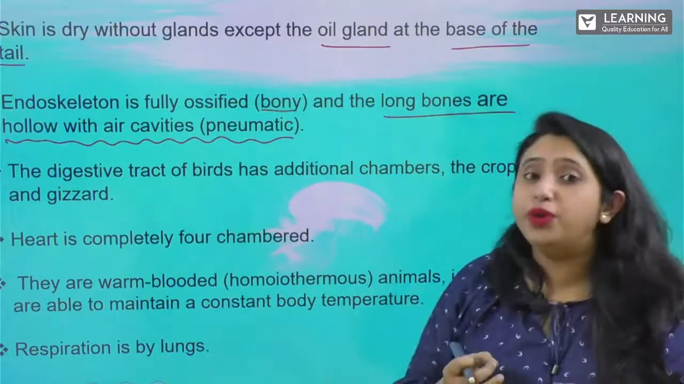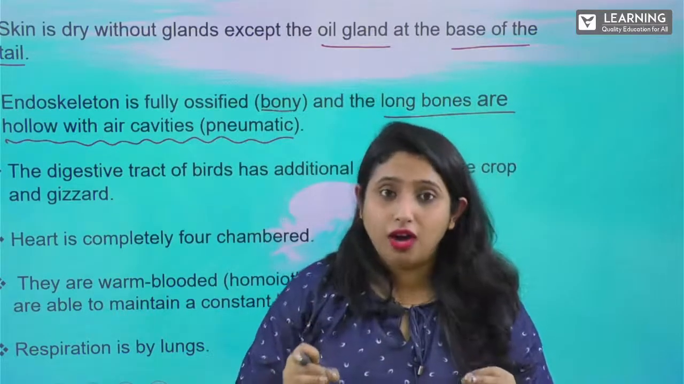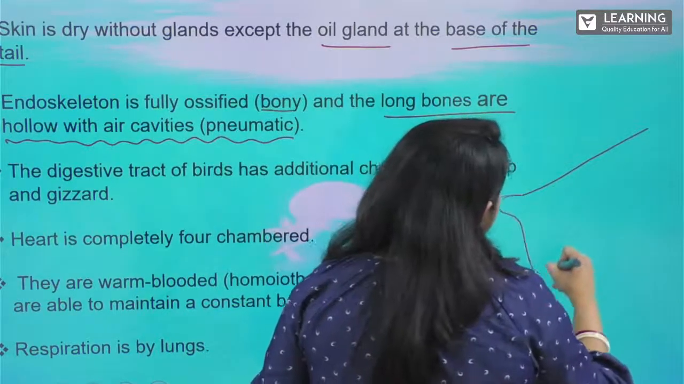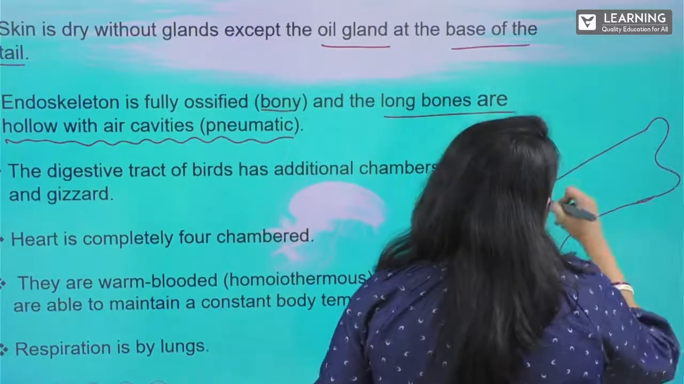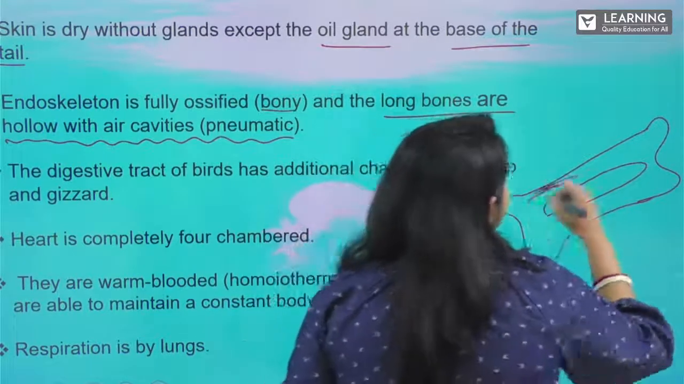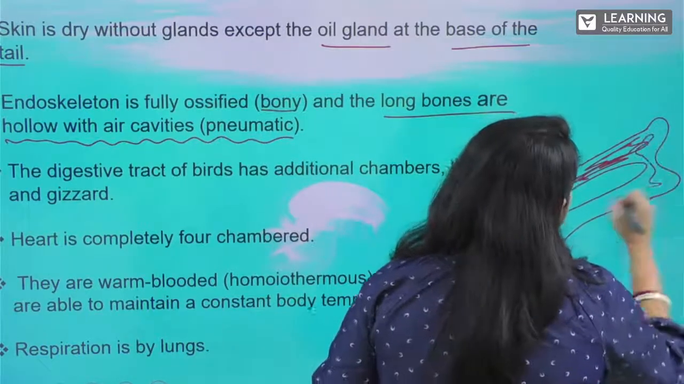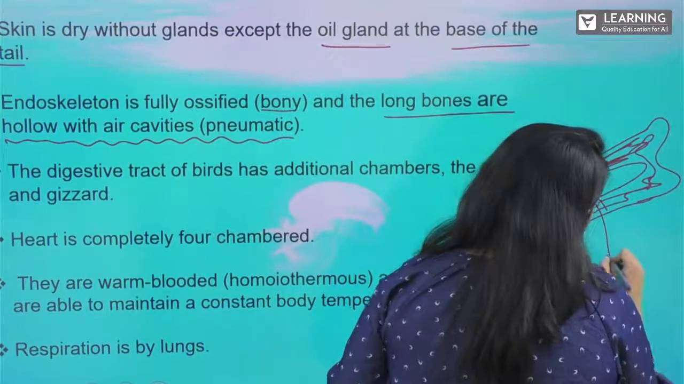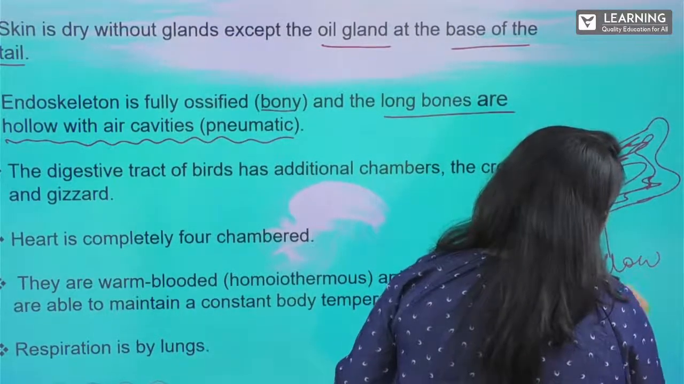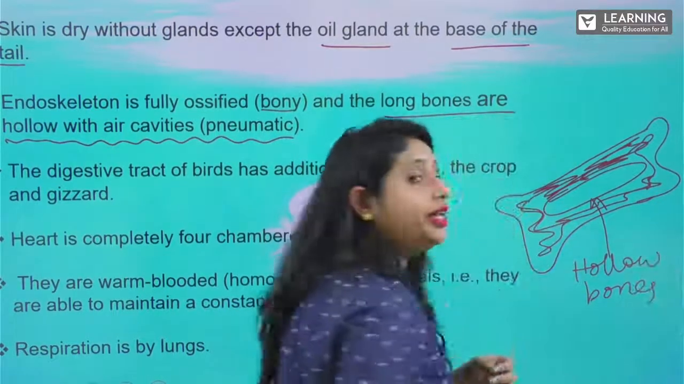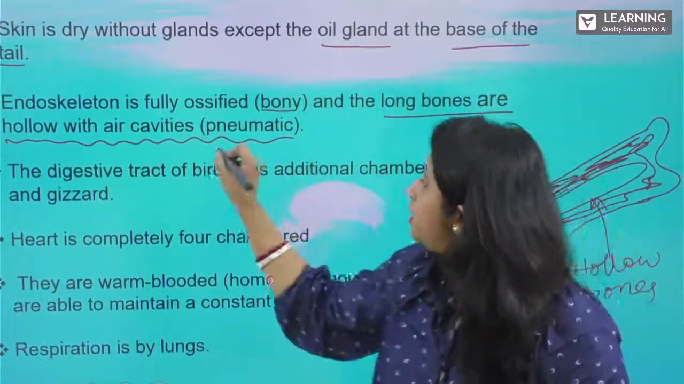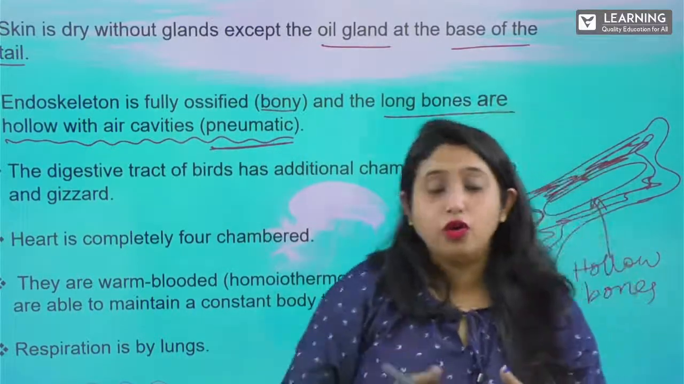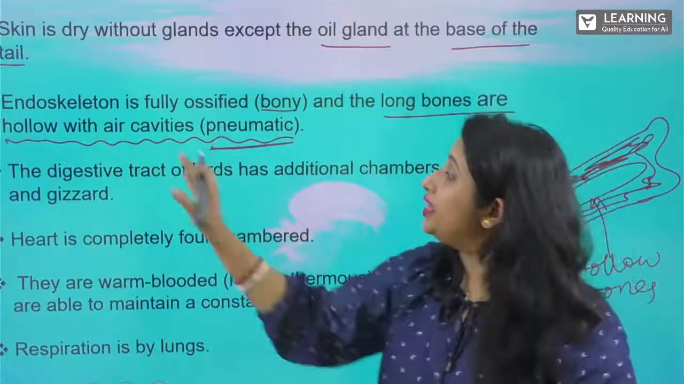So in case of birds, their bones are how? Their bones are hollow like this. Okay, so if this is the bone of the bird, this portion, let me cover it. It is like hollow. They have got hollow bones, which helps them to fly, right? And this type of bones are known as pneumatic bones. Clear? So these hollow bones are known as pneumatic bones, and they are filled with what?